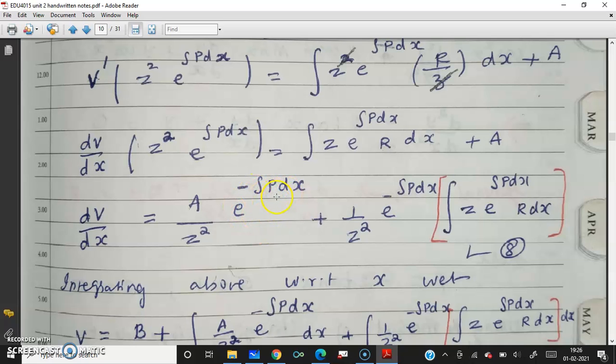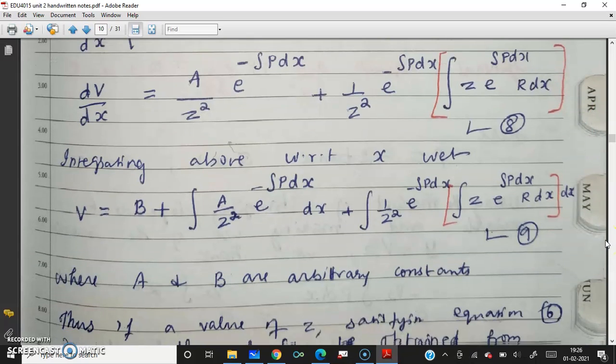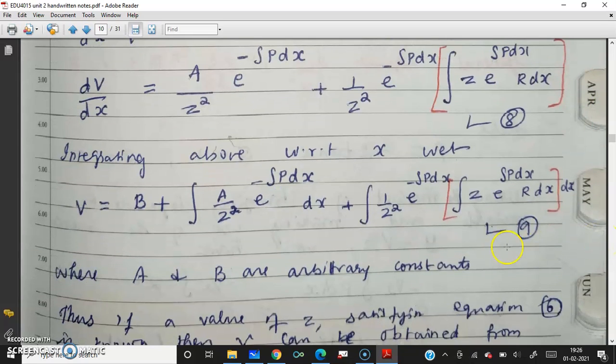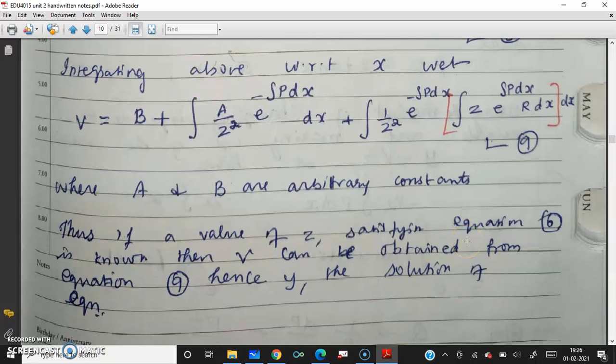We are converting 1 by into a power. So 1 by x is x to the power of minus 1, and in the same way we are converting this. So 1 by z square e to the power of minus integral p dx comes from this side, and whatever is remaining we are writing. Integrating the above with respect to x, we get v from dv by dx. While integrating, one more constant b is introduced, along with the integration of the other two terms. This is our equation 9, where a and b are arbitrary constants.